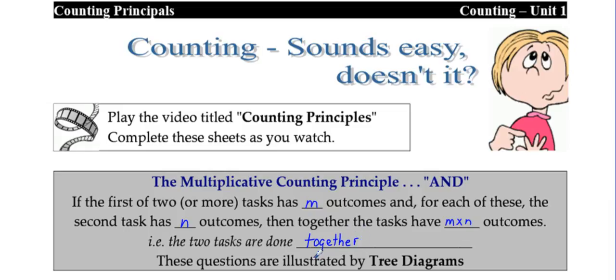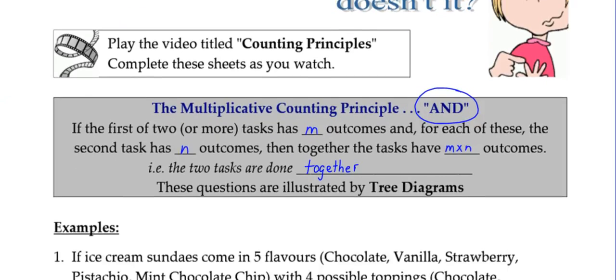One way to determine from reading the question that the two tasks are done together is that they've used the word and. So if you are flipping a coin and rolling a die, there are 2 ways to flip a coin. There are 6 ways to roll a die. So 2 times 6 makes 12 ways in total to flip a coin and roll a die.